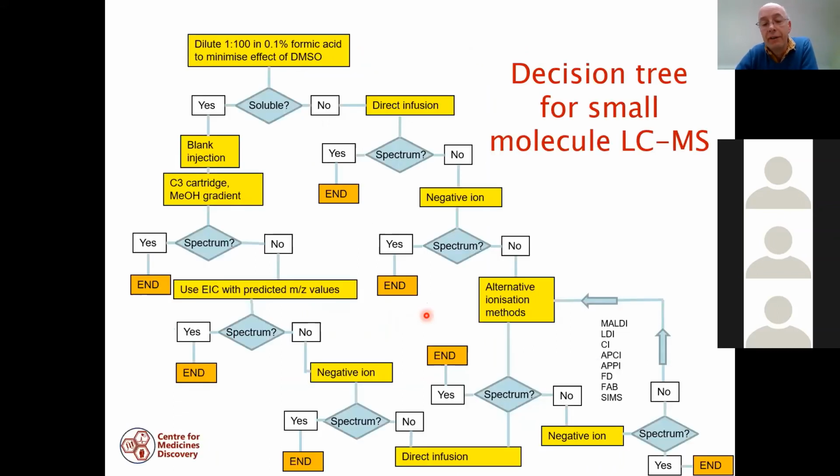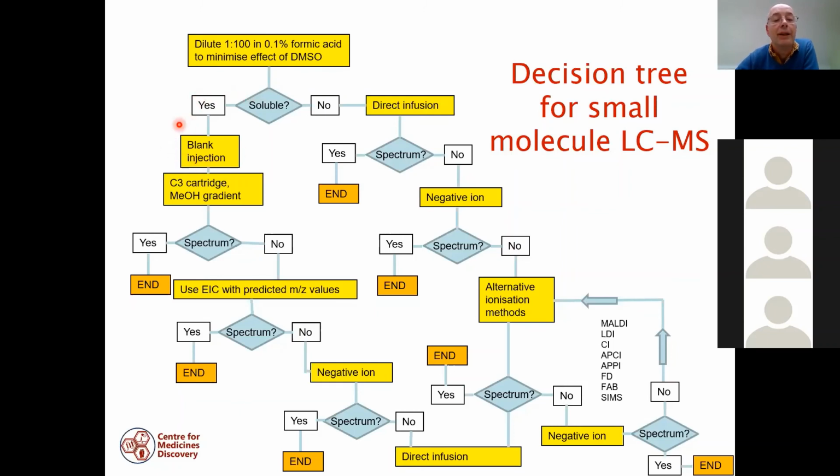So just to kind of finish up, I have come up with what I describe as a decision tree for what to do with small molecules, because, as I said, they are less predictable than peptides and nucleic acids. I would always start by doing a simple LCMS analysis, just diluting the sample, maybe 1 in 100 or maybe 1 in 1,000, and put 1% formic acid. If it's soluble, you can run it.